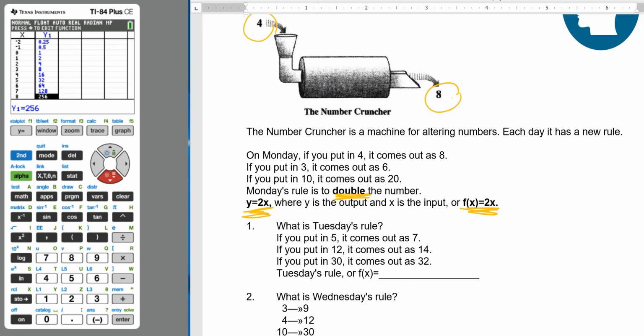Okay, so in each case, we want to figure out the rule of the day. Tuesday's rule: if you put in a 5, it comes out a 7, 12 becomes 14, and 30 becomes 32. You want to notice that all the numbers are going up, and they're going up by 2. The operation that tells you to go up by 2 or increase by 2 is addition, right? So we're taking any input, any x, any element of the domain, and adding 2. And that's our function, that f of x equals x plus 2.